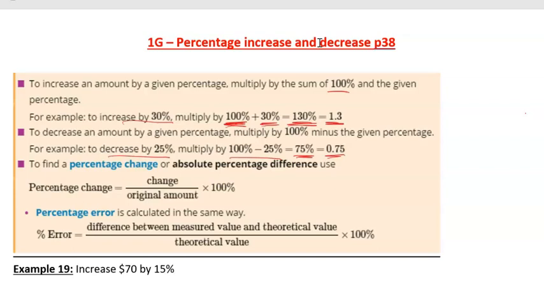To find the percentage change, or the absolute percentage difference, use percentage change. So that's the change over the original amount times 100%. I'll show you. Percentage error is calculated in the same way. So the percentage error is the difference between the measured value and the theoretical value, divided by the theoretical value. So we're looking at the difference between these two over the theoretical value.